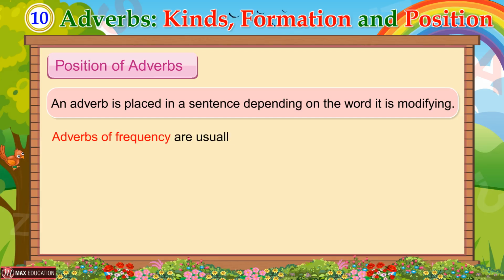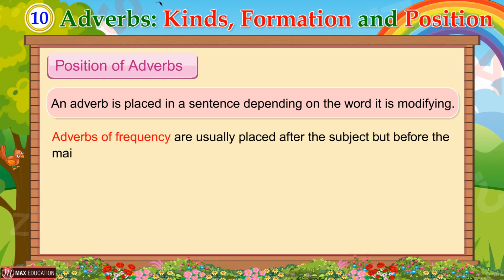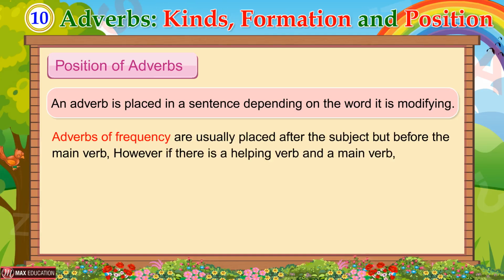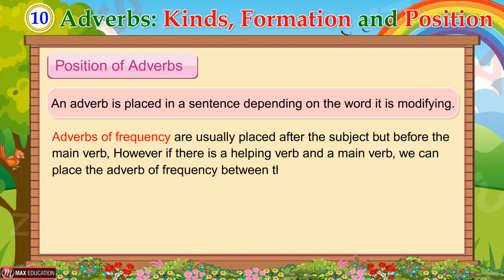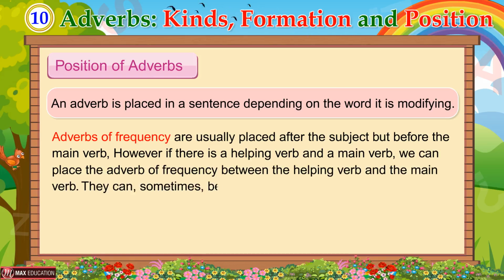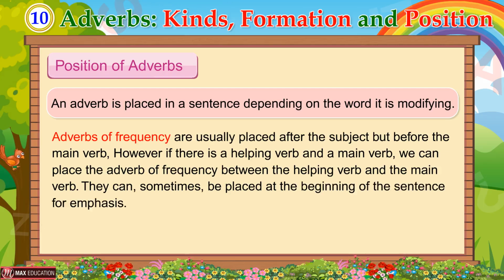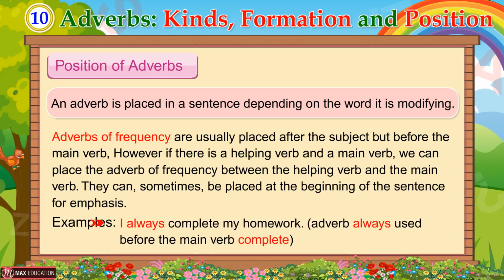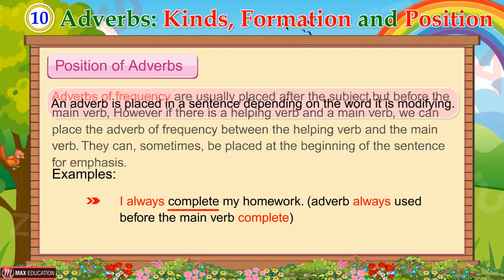Adverbs of frequency are usually placed after the subject but before the main verb. However, if there is a helping verb and a main verb, we can place the adverb of frequency between the helping verb and the main verb. They can sometimes be placed at the beginning of the sentence for emphasis. Examples: I always complete my homework. Adverb always used before the main verb complete.